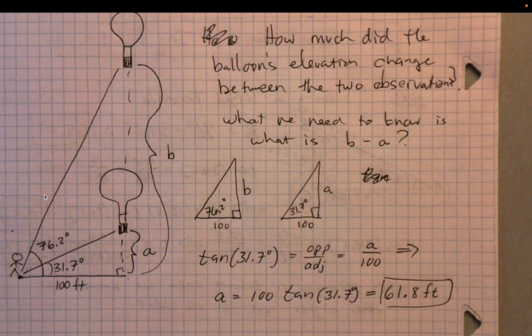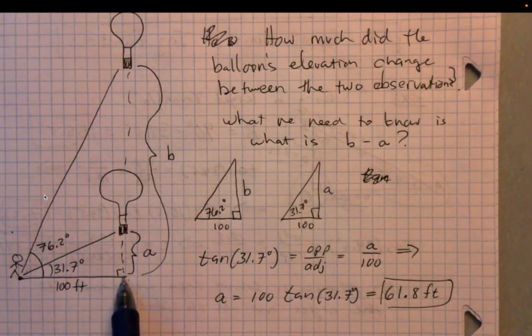So that's the first piece that we need. And so we know that at the time of the first observation, the balloon, your friend in the balloon, was about 62 feet off the ground. Okay, what about the second observation?